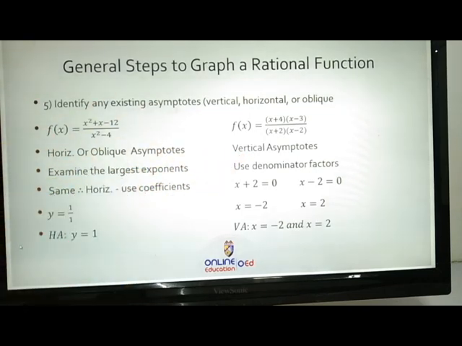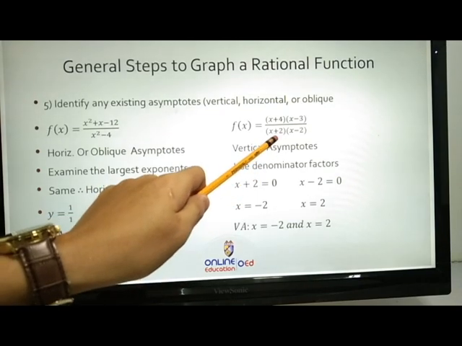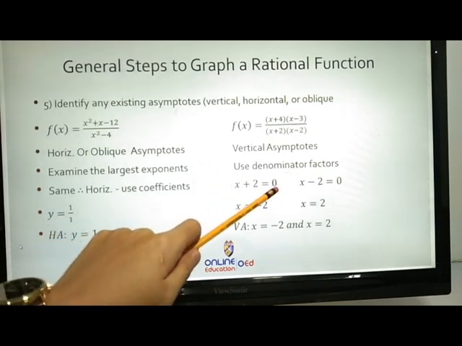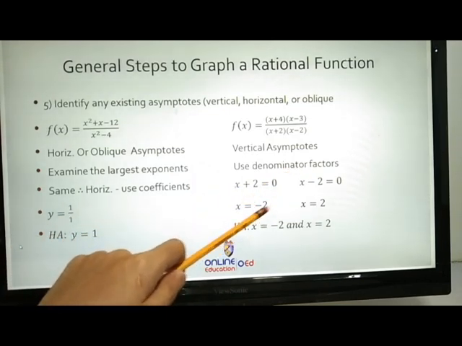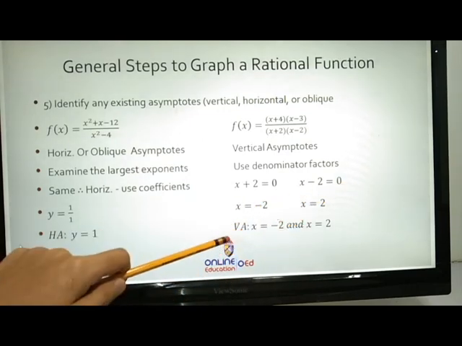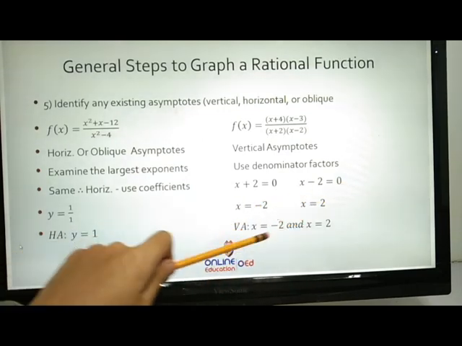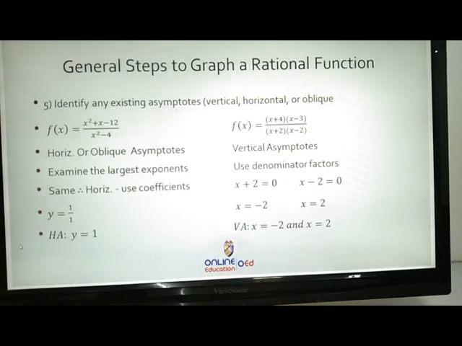Vertical asymptotes, use denominator factors. Okay, so the denominator factors are x plus 2 and x minus 2. So x plus 2 gives x is equal to negative 2 and x minus 2 gives x is equal to positive 2. So those are the vertical asymptotes: x is equal to negative 2 and x is equal to 2. So the horizontal asymptote is y equal to 1, and the vertical asymptotes are x equal to negative 2 and x equal to positive 2. Okay, recall that asymptotes are lines nearly approaching but never touching.